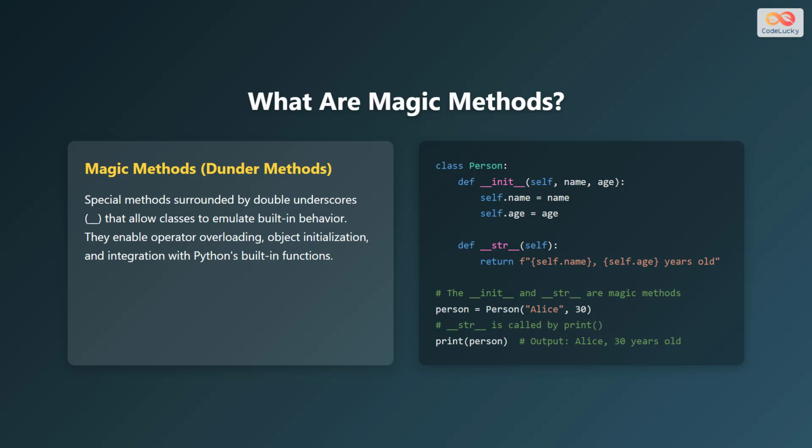In the example code here, we see a class named person. The init method, that is underscore underscore init underscore underscore, takes name and age as input and sets them as attributes of the object. The string method, that is underscore underscore string underscore underscore, returns a formatted string containing the person's name and age. When we create a person object with the name Alice and age 30, and then print that object, the string method is automatically called to produce the output Alice 30 years old.